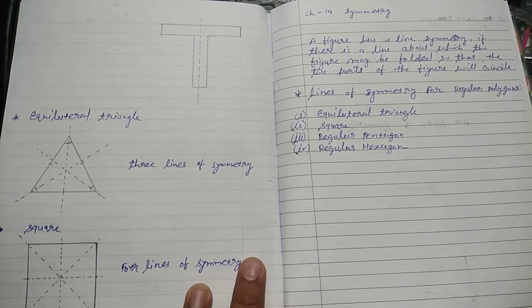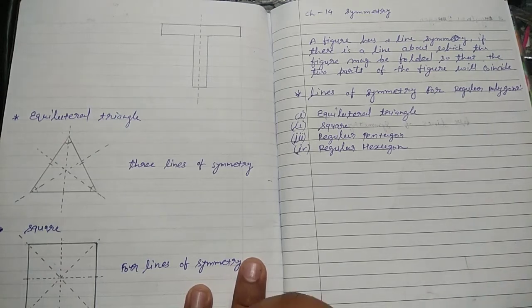Symmetry. As we know, symmetry is a word which we use in our nature. For an example, our body is symmetrical. The human body is symmetrical. So this symmetry is used everywhere. For an example, a building, the Taj Mahal, is a symmetrical structure.